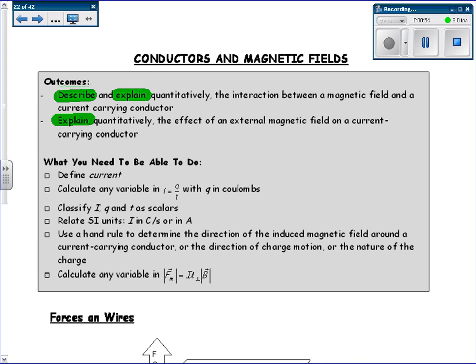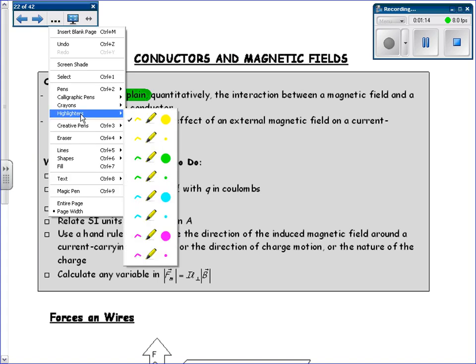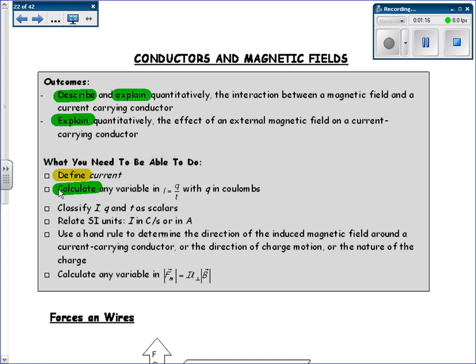What those outcomes actually consist of, the types of questions that I'm going to ask you, or that you need to indicate that you can do, are what comes next here under what you need to be able to do. So define current. So that's define, so that's yellow. Calculate any variable in current is equal to Q over T, which is a formula I introduced in the last unit. So I'm just going to assume that you know how to use that formula, because we've already done that one.